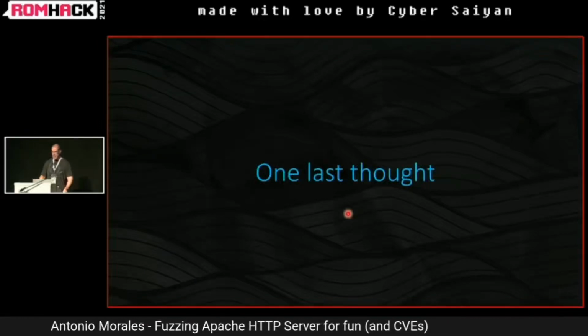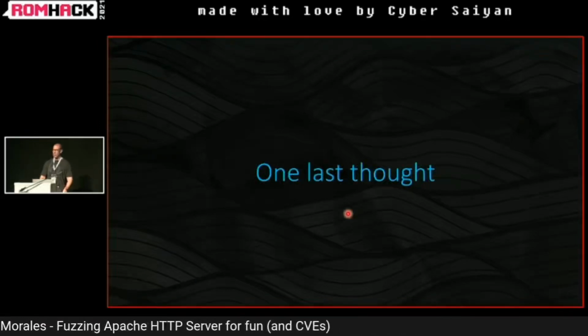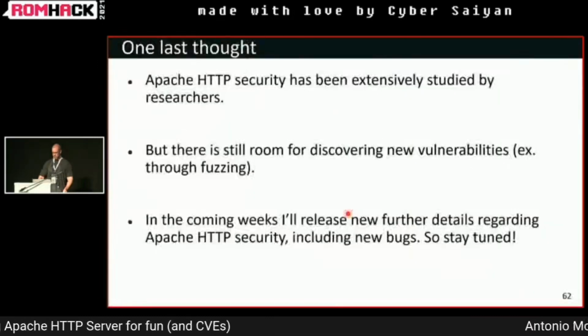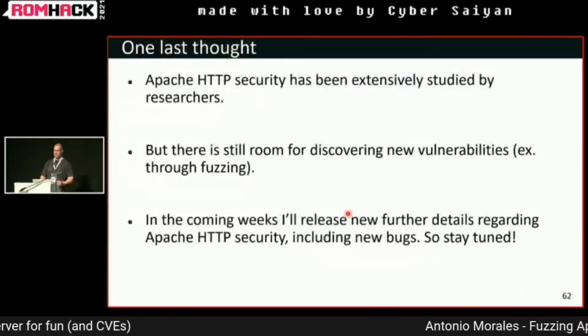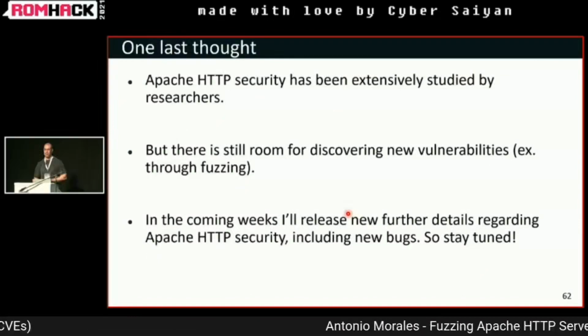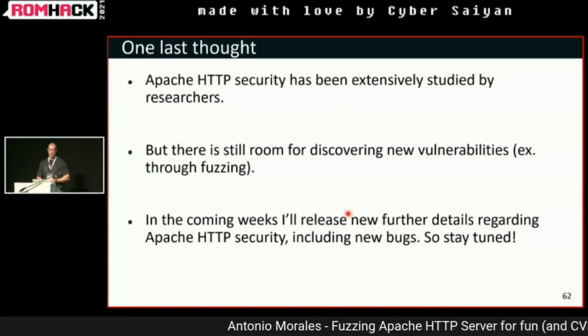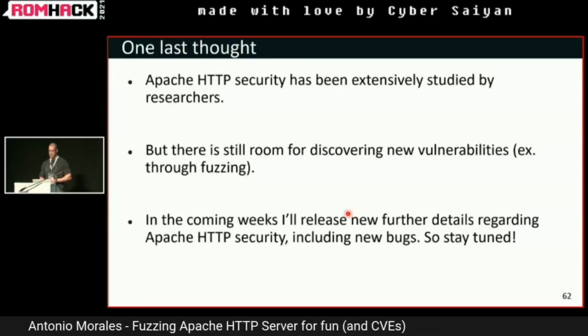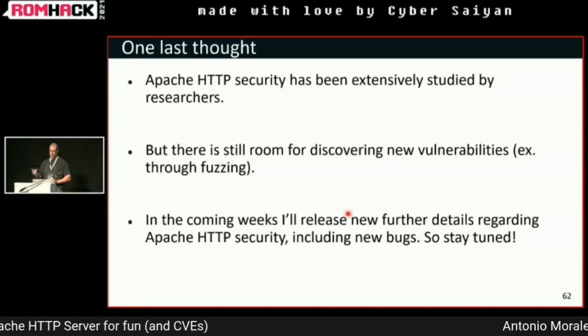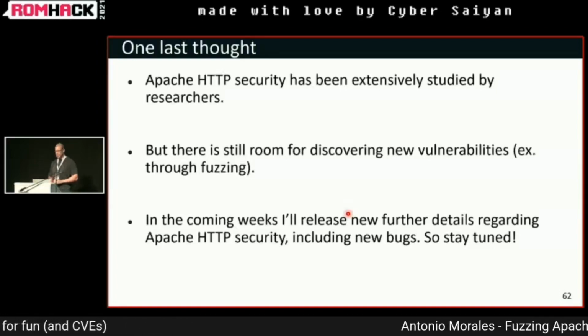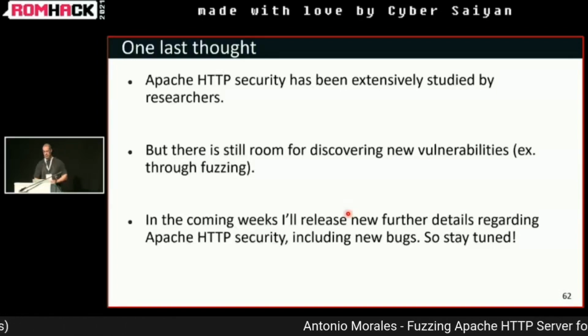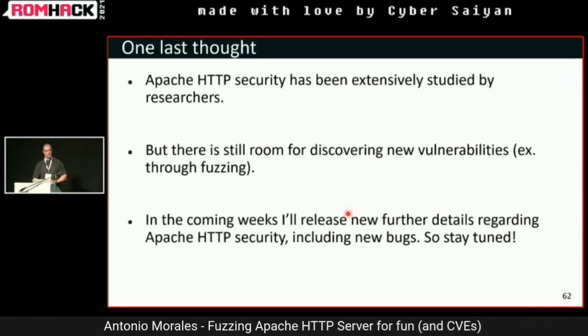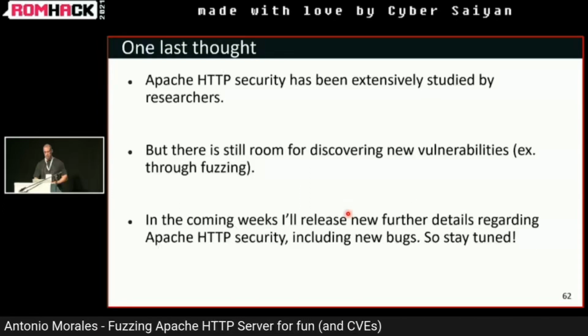Okay, and now I would like to say one last thought. Apache HTTP security has been extensively studied by researchers, but at the same time, there is still room for discovering new vulnerabilities, for example, using fuzzing. And in the coming weeks, I will release new details about Apache HTTP security, including new bugs. So stay tuned.